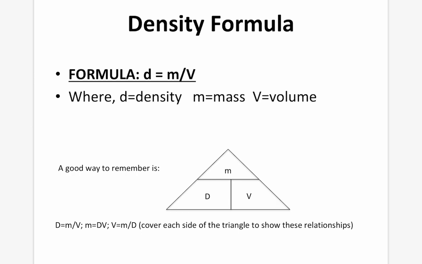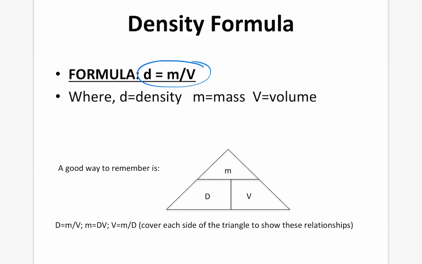Now we have a formula for this. There's a couple ways you can remember it. There's just the general formula, or you can use this triangle here. Now the way the triangle works is pretty simple, right? If you're trying to find mass, you simply cover up mass and you're left with density times volume. If they're left and right, then it's multiplication.